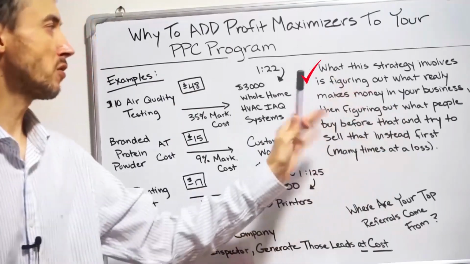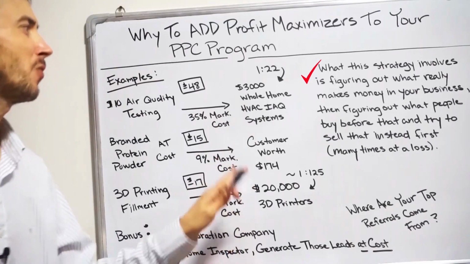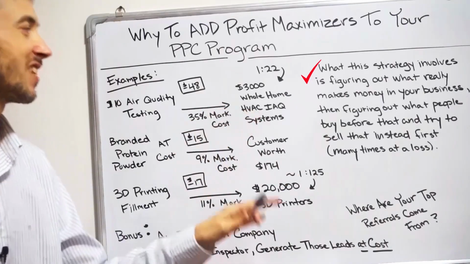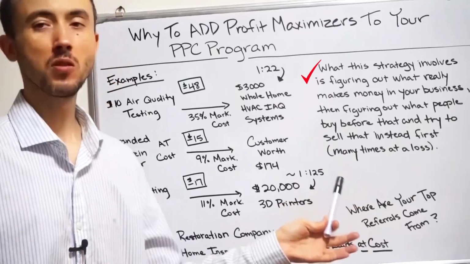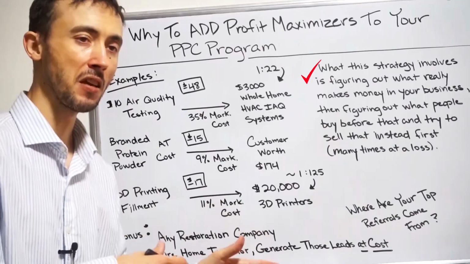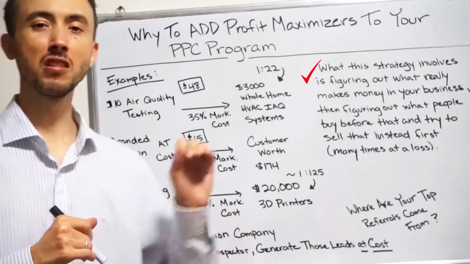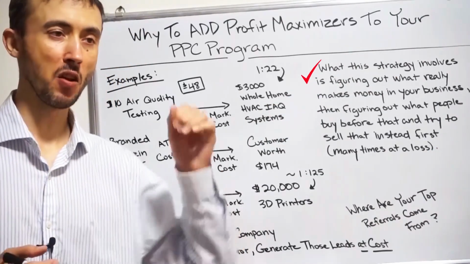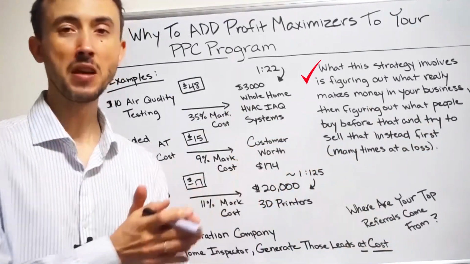What the strategy involves is figuring out what really makes money in your business. Then figuring out what people buy before that, and trying to sell that first instead, a lot of times at a loss. It doesn't have to be at a loss, but many times it is. You'll sell something whose whole intention through PPC is just to line up a bigger sale. Not a lot of people think about their businesses this way, and they go head on with the big guys to make the big sale on PPC.